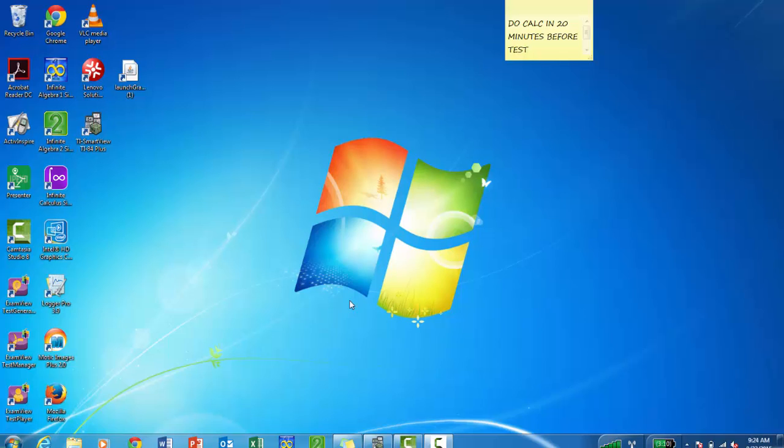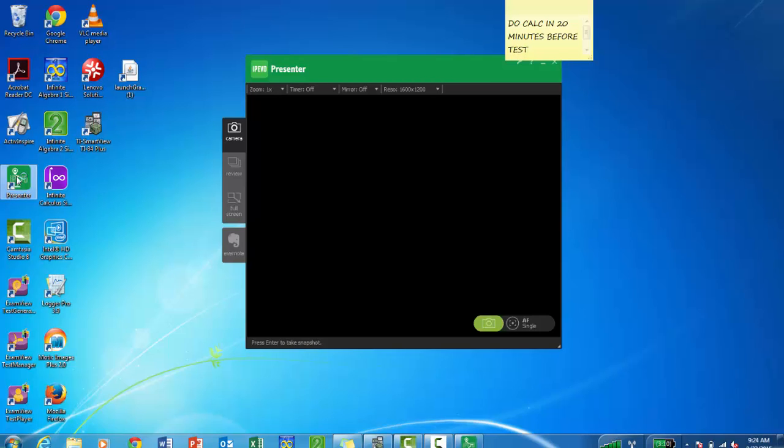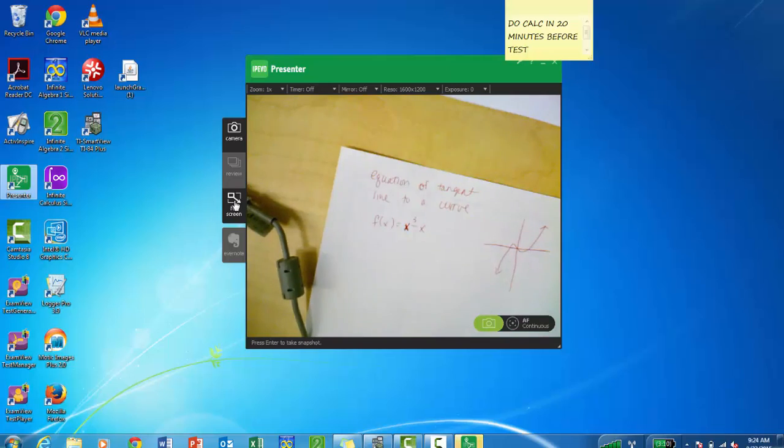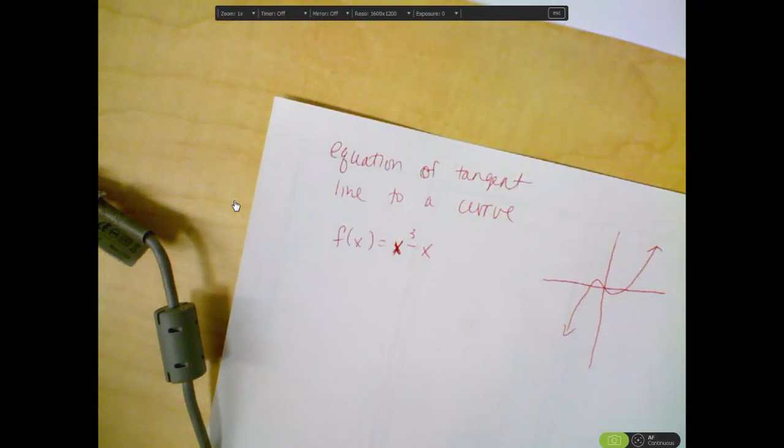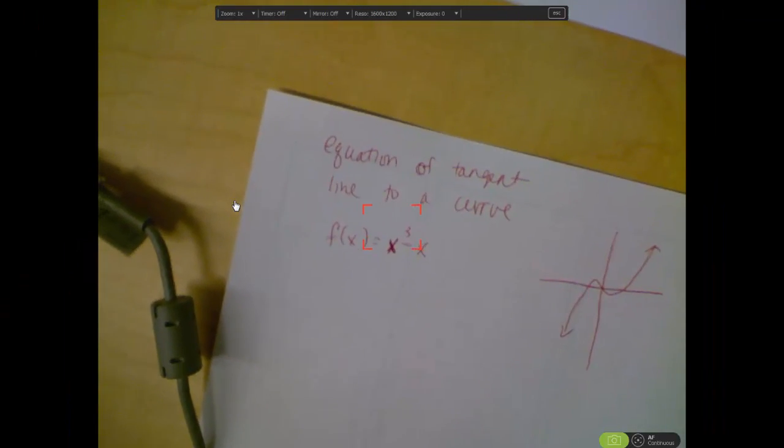All right, here we go. Section 2.4. We're going to talk about average velocity, instantaneous velocity, and tangent lines to a curve.